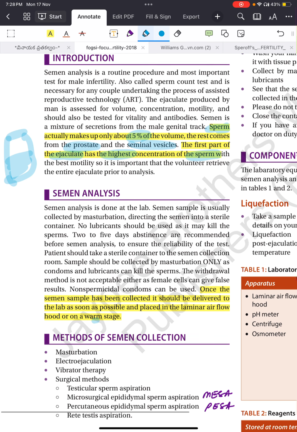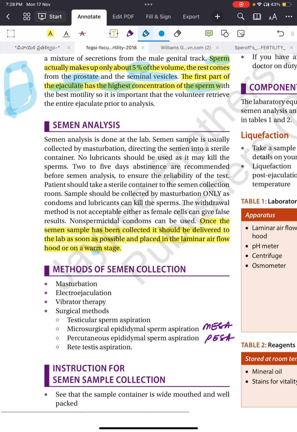Coming to semen analysis, it should be done in the lab. It is done after masturbation. No lubricant should be used because it will kill sperm. 2 to 5 days of abstinence is required. The patient should take a sterile container for semen collection and masturbation only. Condoms and lubricants can kill the sperm. The withdrawal method is not acceptable, as female cells will also be present, which gives a false result.